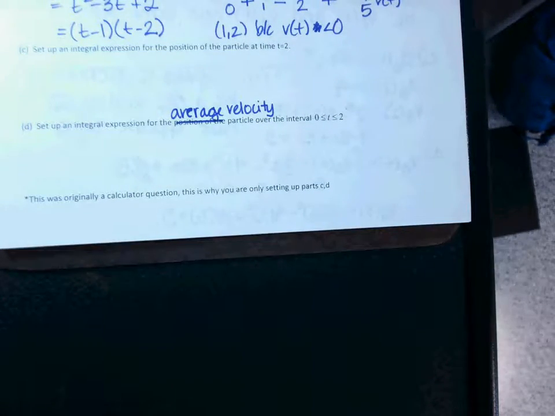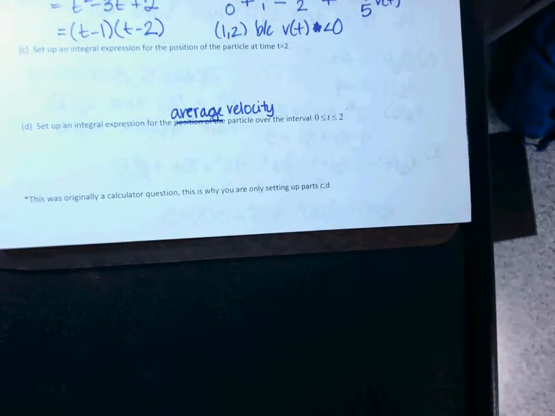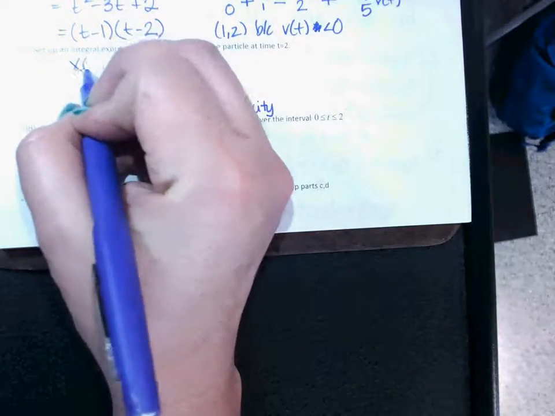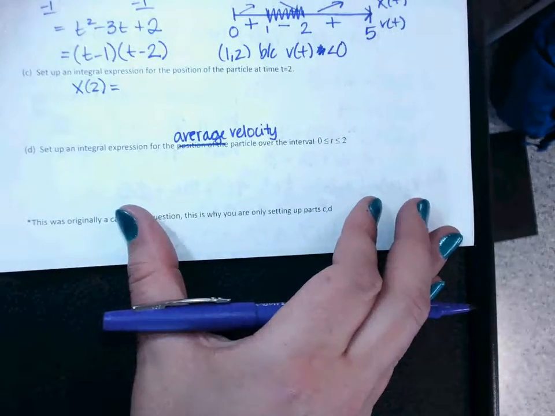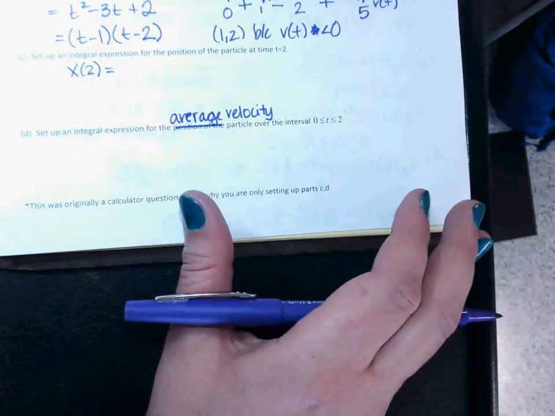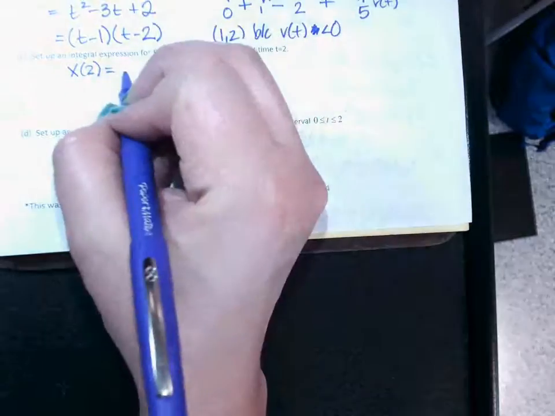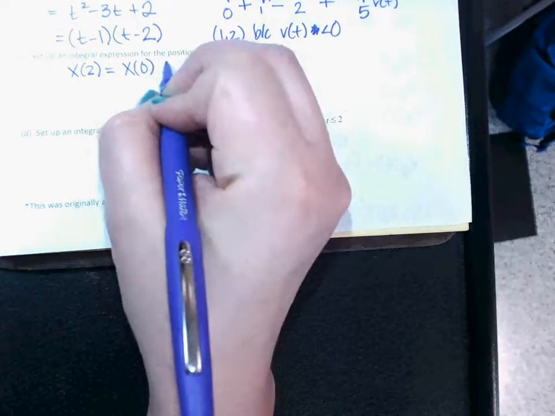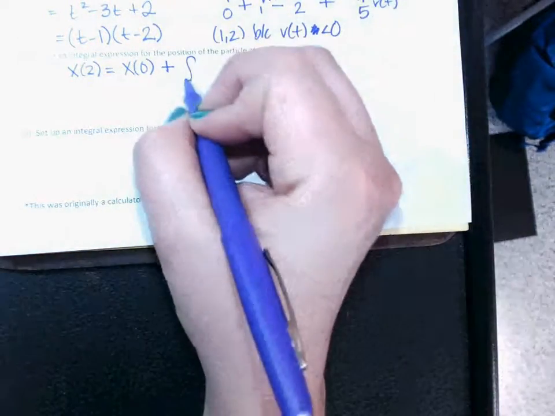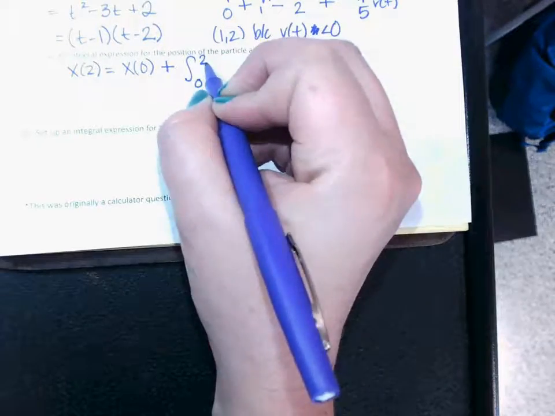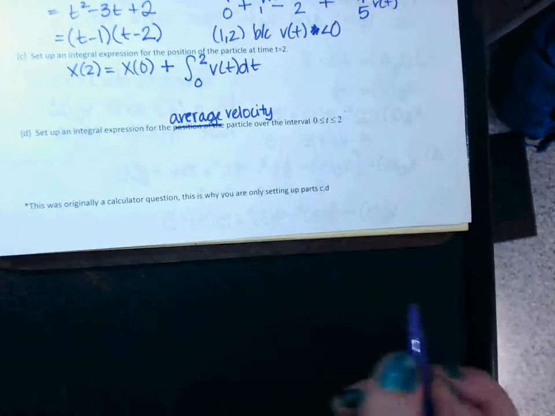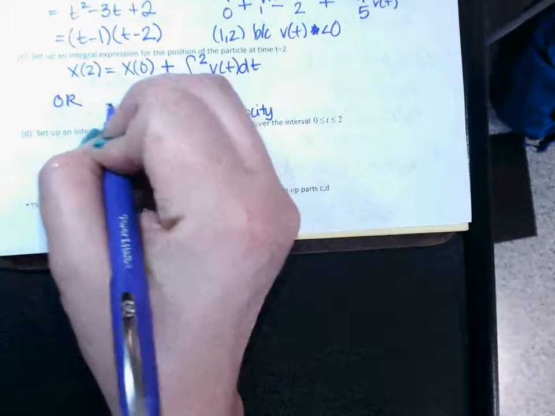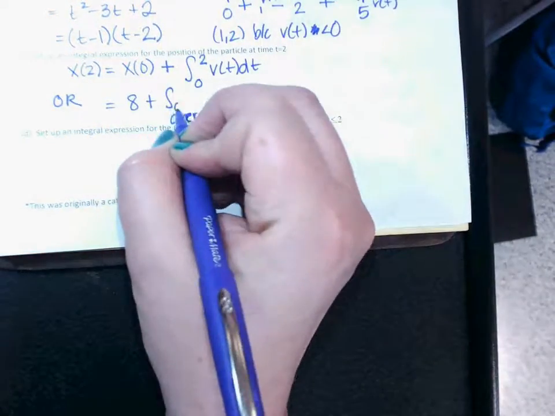What would I put for C? I want the position at 2. When do we know the position? At 0. Very good. What was the position at 0? 8 plus, and then I'd have to integrate from 0 to 2 of velocity. So you could set it up like that, or you could put 8 plus the integral 0 to 2.